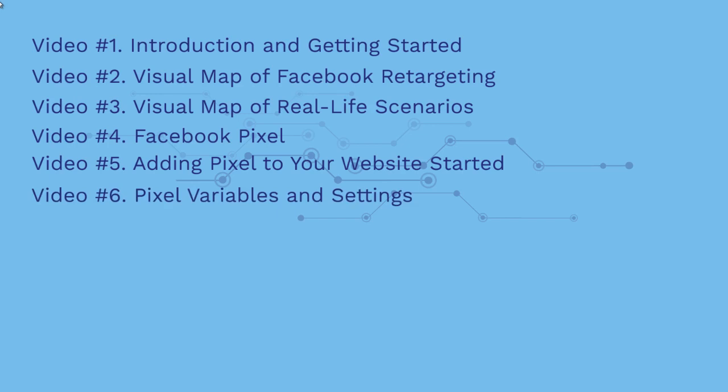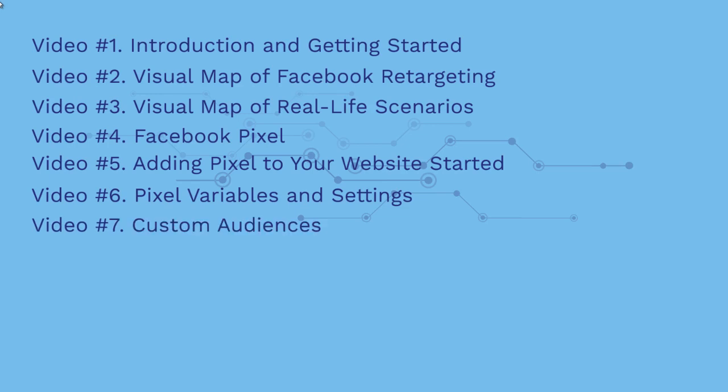In video number 6, we'll talk about pixel variables and settings, otherwise known as standard events, such as how do you tell Facebook that somebody has landed on your page, somebody has converted into a lead, somebody has added the product to their shopping cart. Maybe you want to find people who have added things to the cart but have not yet purchased so that you can show an ad to them, remind them that they are interested in that purchase, and perhaps give them some sort of discount as well.